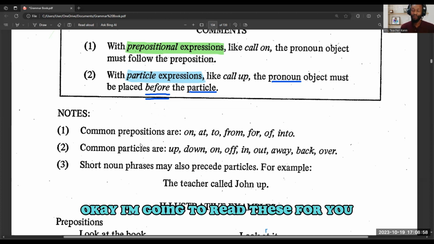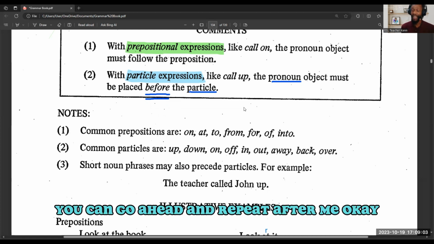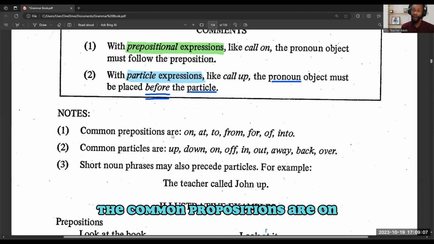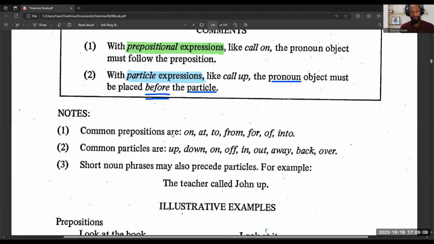I'm going to read these for you. You can go ahead and repeat after me. The common prepositions are on, at, to, from, or, of, into.